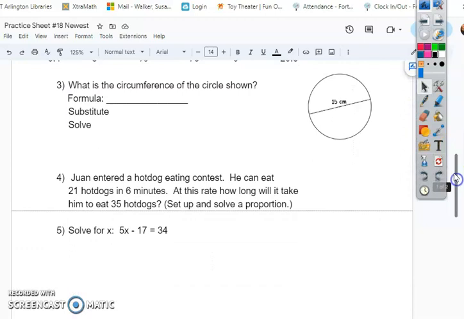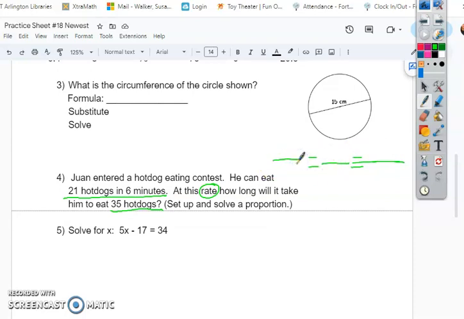Number 4. Juan entered a hot dog eating contest. He can eat 21 hot dogs in 6 minutes. What I can tell you is this is a rate. Okay? That is a rate. At this rate, how long will it take him to eat 35 hot dogs? So when I see a rate, we're either writing some sort of equation. We might be setting up a specific equation called a proportion, which is what I would do here.